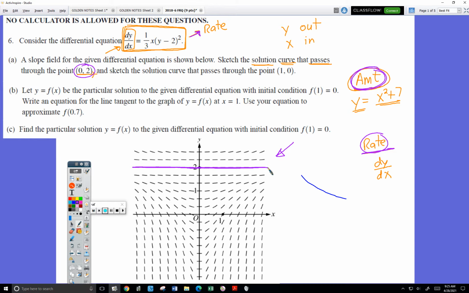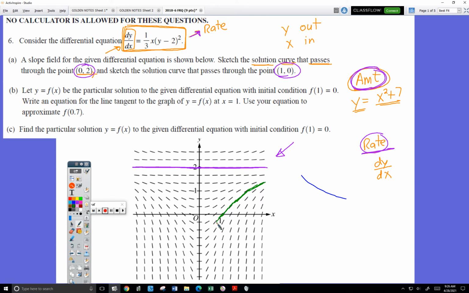Now we sketch the solution curve that passes through the point 1, 0. So now if the solution curve is passing through the point 1, 0, that's here. That means the amount would look like that as it passed through the point 1, 0. And now you have to follow the field again. So as the curve passes through the next point, as best I can follow, looks like I'm starting to kind of curve a little bit. Something like that.